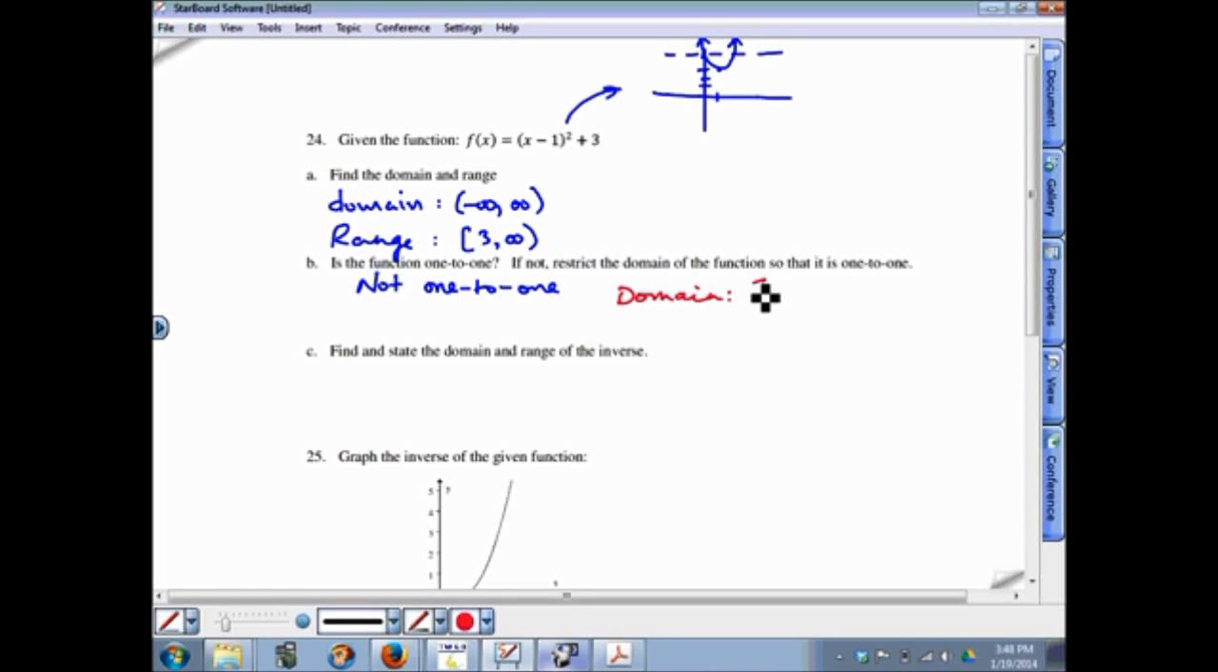to 1 to infinity, for example, what we're doing is getting rid of that whole left side of the parabola, so all we would be left with is, starting with the x value of 1, the right side essentially, which would then pass the horizontal line test.